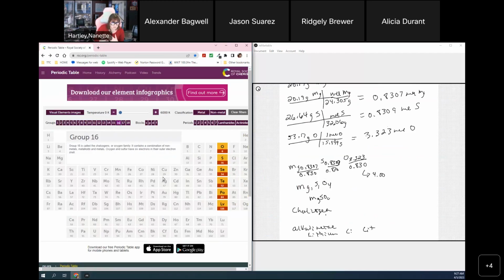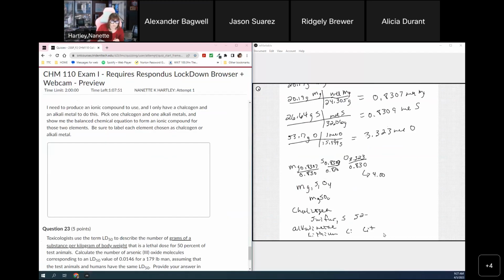Now, I chose to use S at this point just because it makes my life easier. So sulfur, it's S, use an S2 minus. The reason that I chose S and not O is because O exists as a dimer, so it would be a little more complicated to balance that equation. I know how to do it, but it's perfectly okay. So I have my alkali metal is lithium, my chalcogen is sulfur. I know that lithium is +1, S is -2.